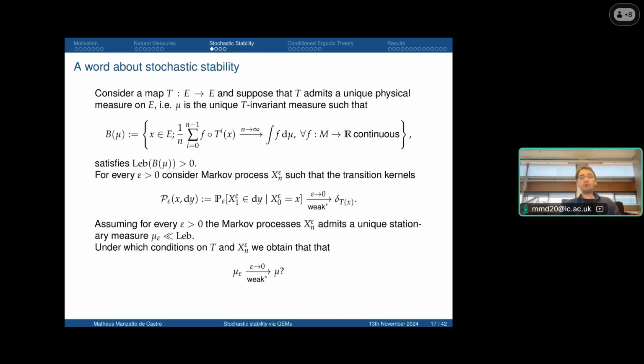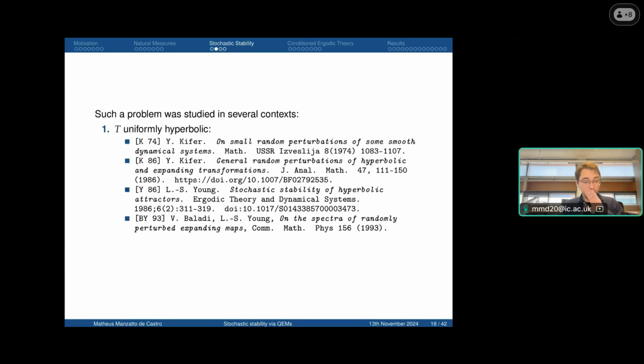Now, as I was saying before, the question of stochastic stability is, in some sense, under which conditions on the perturbation and on T, when epsilon goes to 0, I will be retrieving an interesting measure, which in this case should be my physical measure, okay? So there is a huge literature on this topic. By the way, I do not mean for the list of references that I'll be showing to be comprehensive. This is just some papers which I know.